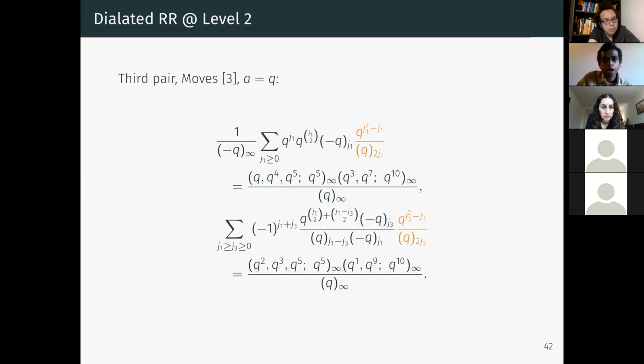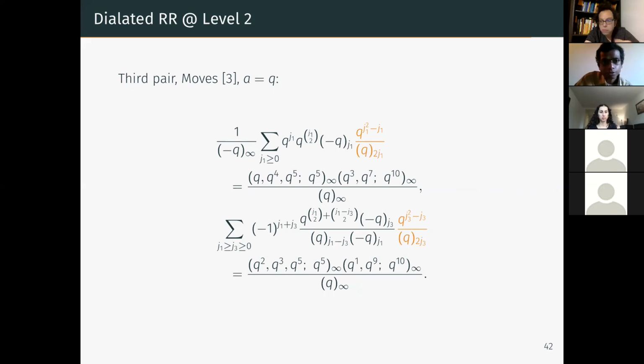So with Rogers-Ramanujan at level 2, remember this was a dilated Rogers-Ramanujan. I said q goes to q squared. If you use the third pair with sets of moves in set 3, that's a equal to q, then you get this sum side. I don't think this is new. It was probably known to Slater in some form. This one is the other Rogers-Ramanujan. This one looks a bit new, but I have not tried to see how it relates to the actual identities given in Slater's list.